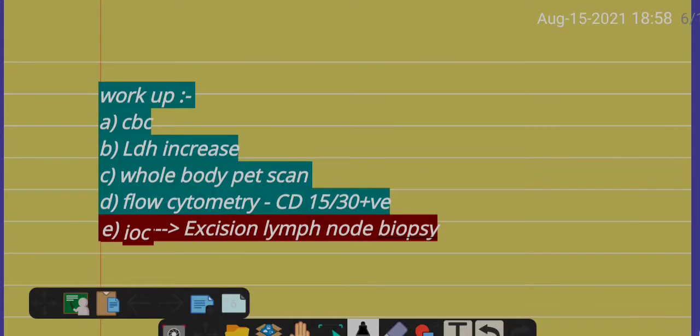In the workup, we will do CBC; LDH is increased; a whole body PET scan is done for initial staging to see all the lymph nodes which are involved. We can do flow cytometry because the RS cell is CD15 and CD30 positive. The investigation of choice is excision lymph node biopsy. We can do CT chest and abdomen as well, and we can do pulmonary function tests and echocardiography, because both are required, as the medicines we use in Hodgkin's lymphoma can damage the lungs and heart.